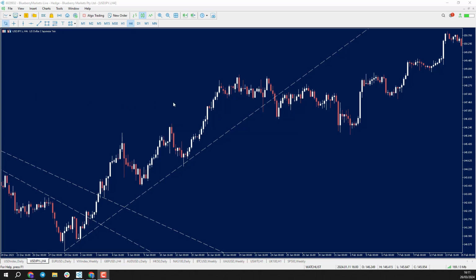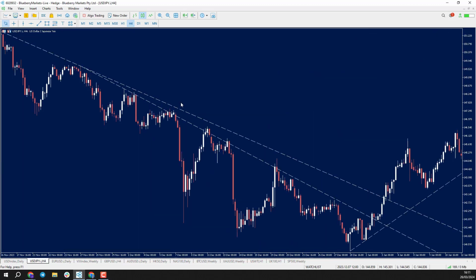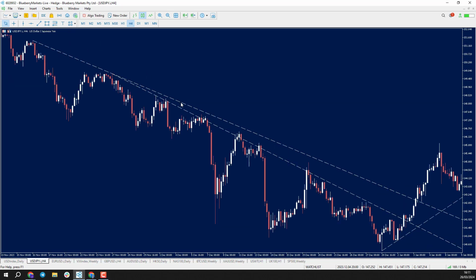Now, the way I like to use them for trading and how to trade with them successfully is actually in a very, very different way. I like to look at trend continuations, but I like to use them in a way where it's called a counter trend line move.